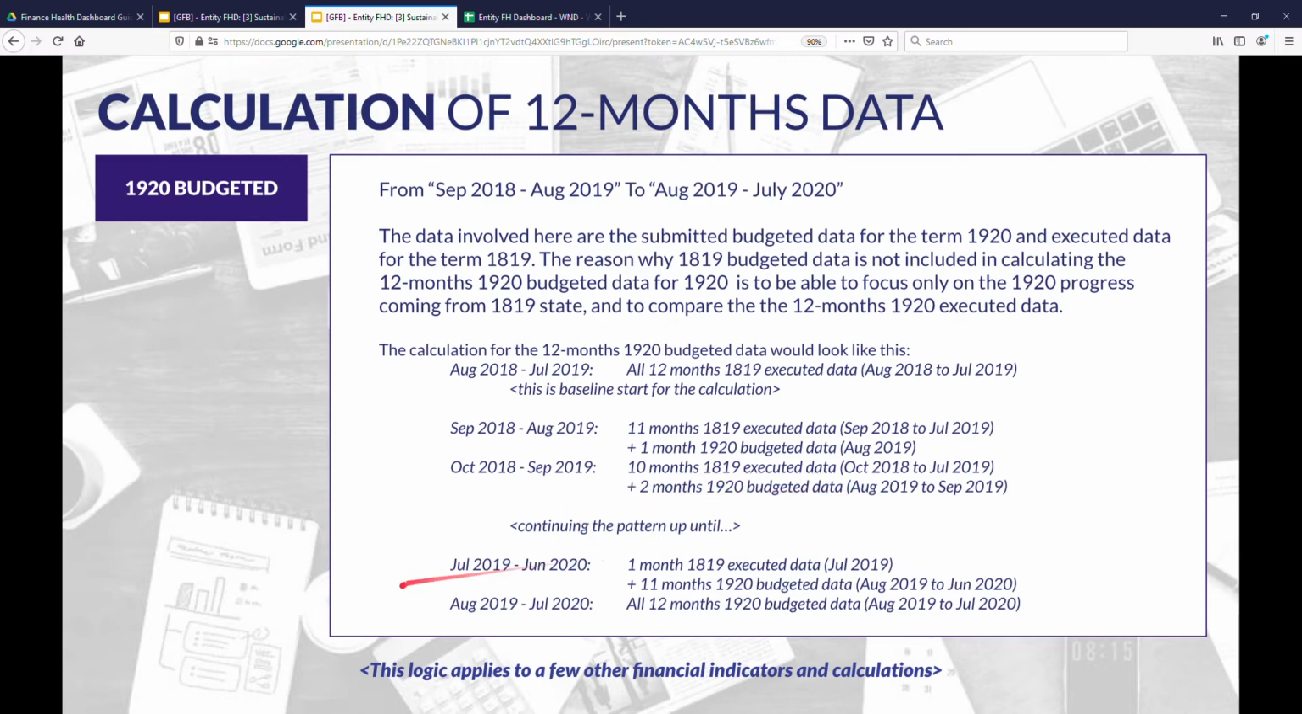pattern will continue on until July 2019 to June 2020, which is 1 month of 1819 executed plus 11 months of 1920 budgeted. The last would be the last month of 1920, covering August 2019 to July 2020, which covers all 12 months of 1920 budgeted data. This logic applies to a few other financial indicators and calculations as well, by the way.